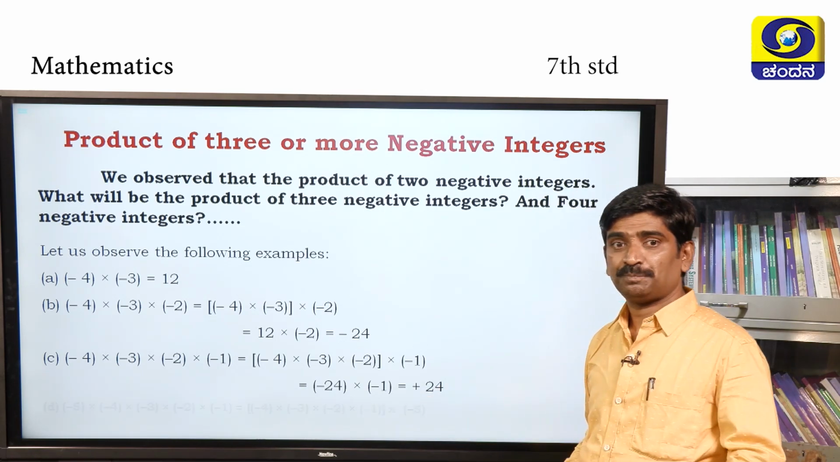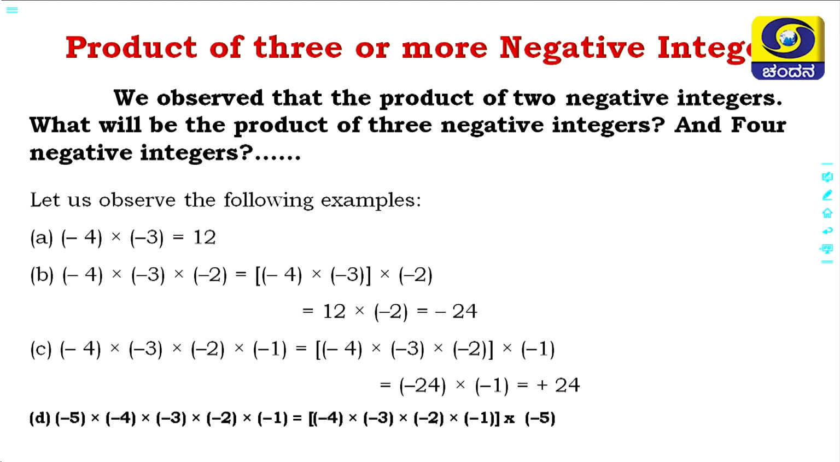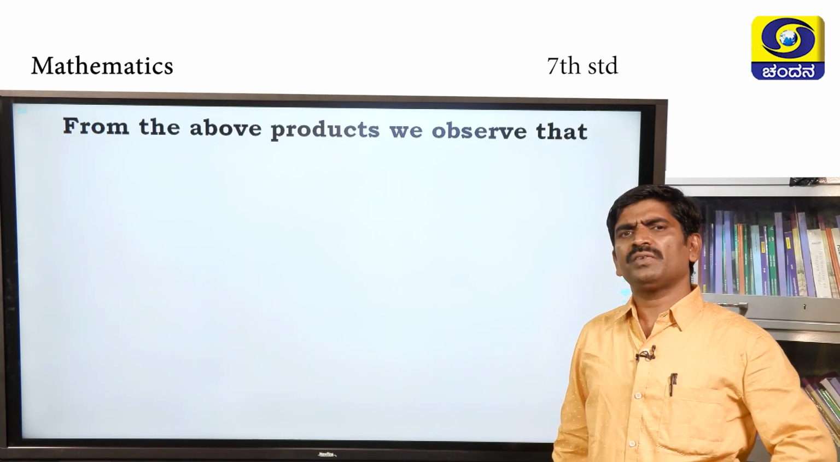Next, if you have 5 negative integers, minus 5, minus 4, minus 3, minus 2, minus 1, there are 5 negative integers. We group 4 negative integers here, minus 1, minus 2, minus 3, minus 4. The value is plus 24 into minus 5, that is plus into minus is minus, 25 5s are 125, so minus 120. What do we observe here?